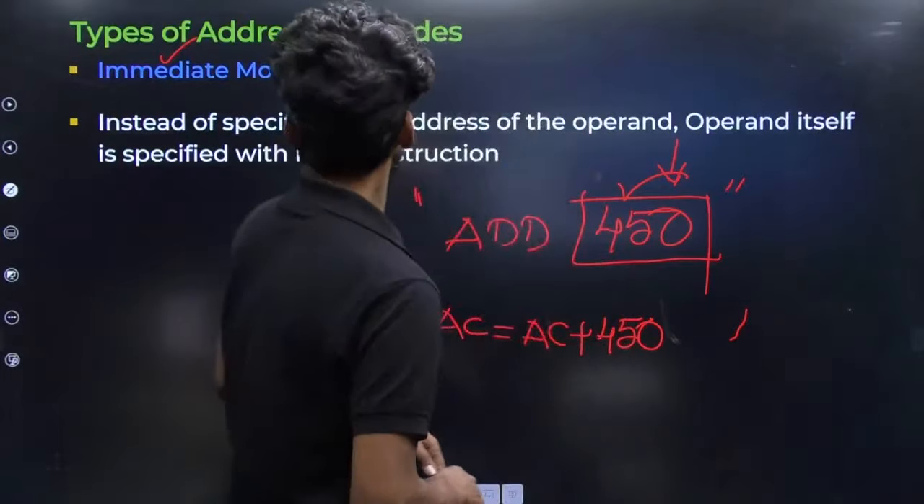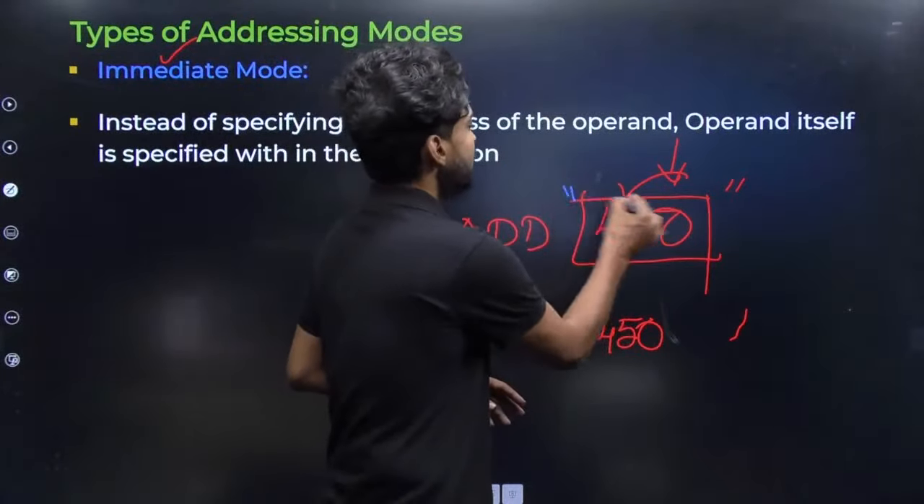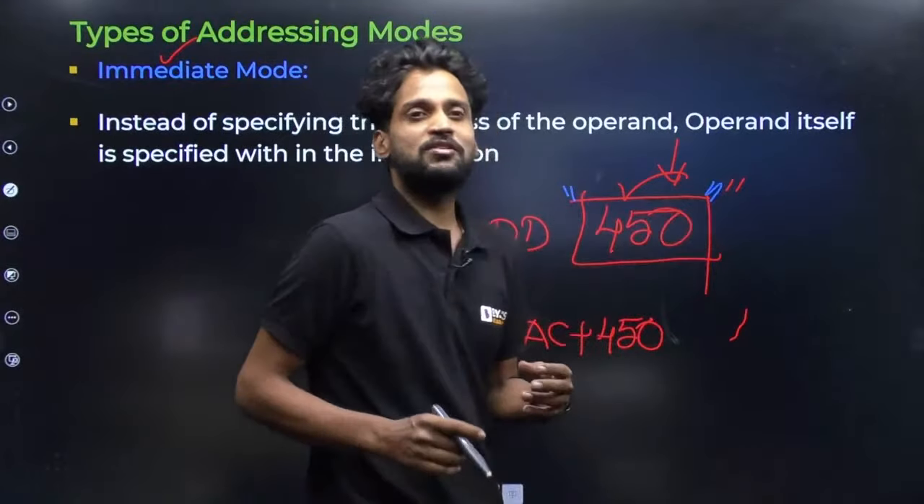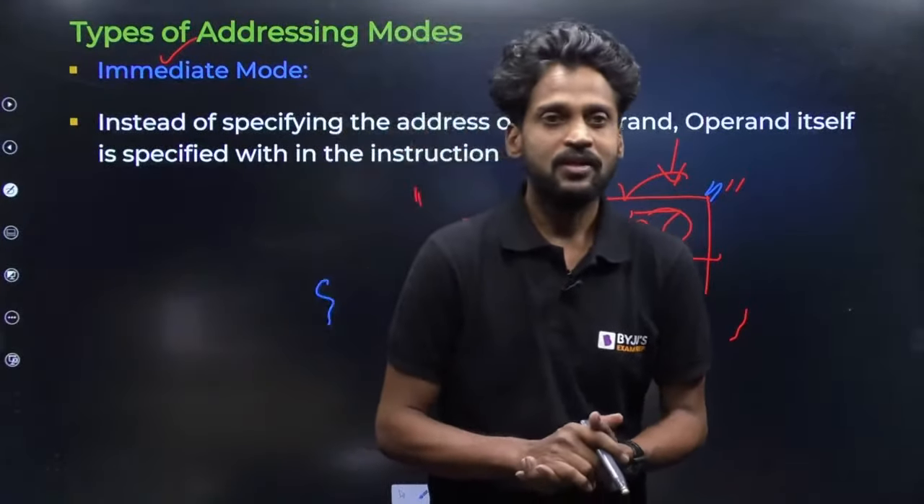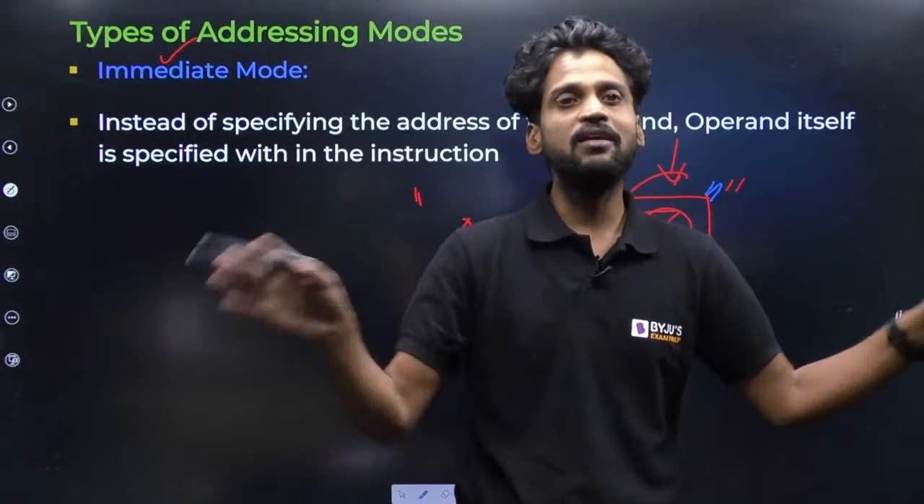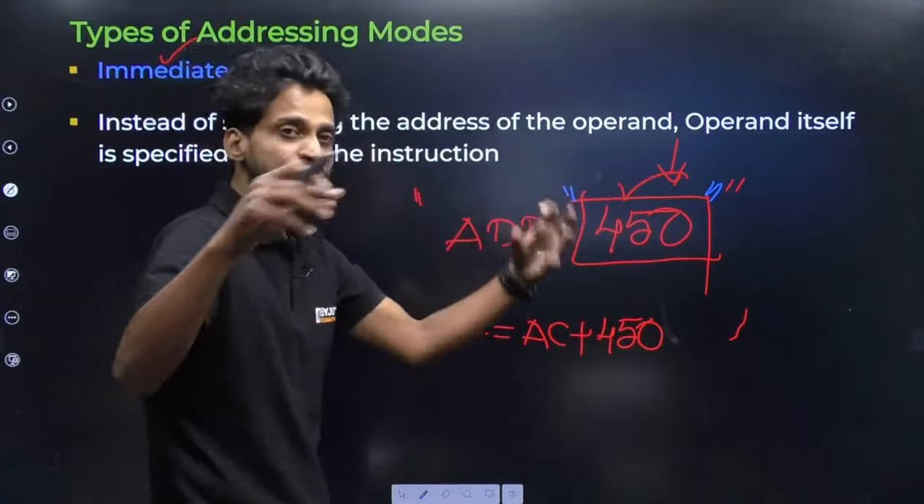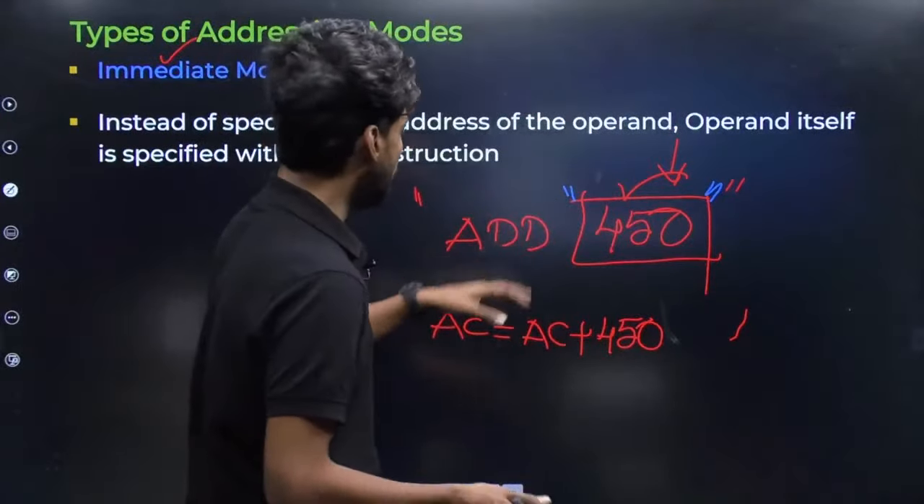Now, we've been discussing the immediate mode. In the immediate addressing mode, the address part of the instruction is going to specify the operand directly. We don't need to go anywhere to collect the operand. Within the instruction itself, the operand is present.